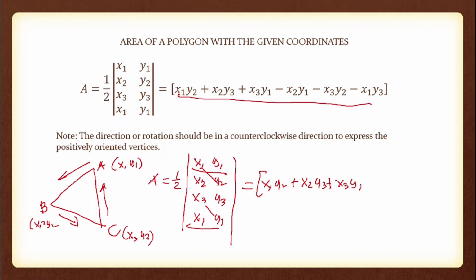If we multiply going up, this is minus. If the overall result is negative, the minus becomes positive. So we have minus x sub 2, y sub 1, minus x sub 3, y sub 2, and minus x sub 1, y sub 3. If there are 4 points, it's the same: x sub 1, y sub 1, x sub 2, y sub 2, x sub 3, y sub 3, x sub 4, y sub 4, and back to x sub 1. That is how to compute the area of a polygon with given coordinates.